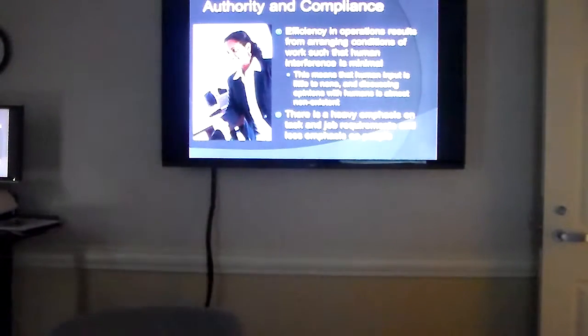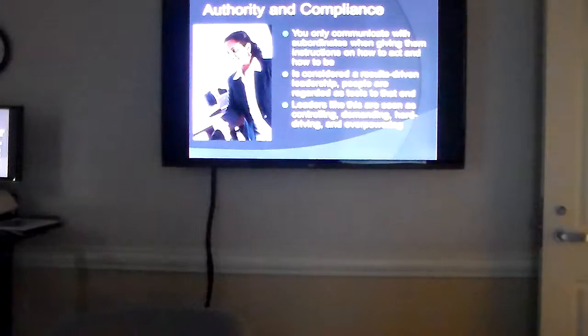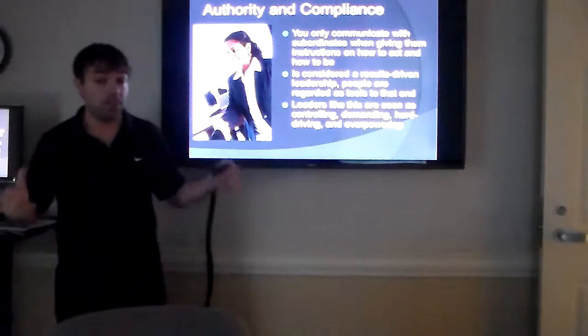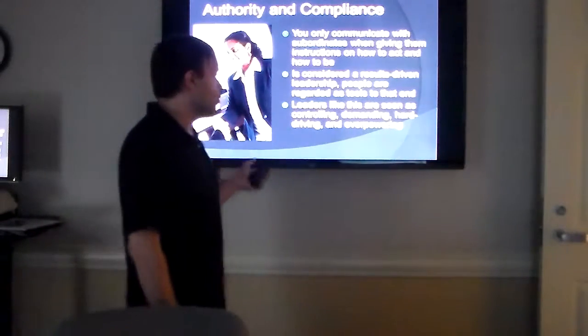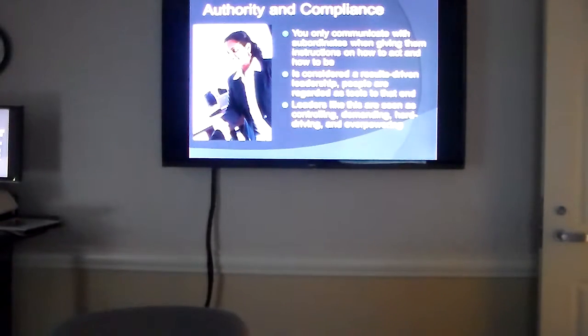So authority and compliance, really, this means that human input is little to none, and you don't give humans the opportunity to discuss what they feel. Everybody that works somewhere in an authority and compliance organization, everything is task-driven. You're not worried about how they feel as a person. You don't communicate with them. They just do tasks. You only give them instructions on how to act and how to be. It's results-driven. Your job is to attain results. Most leaders in this environment are hard-driving, demanding, controlling, and overbearing. But in some industries, this is common, and you see this in some industries.